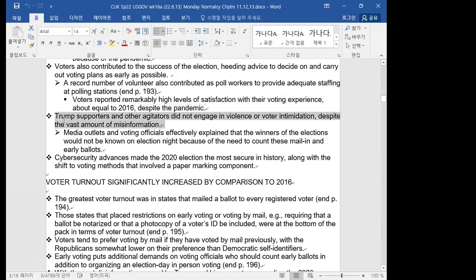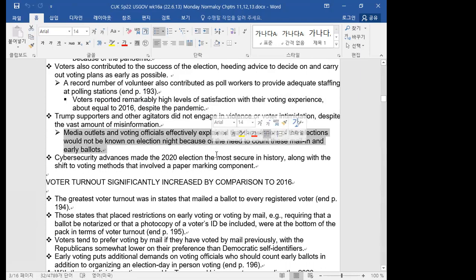Despite the vast amount of misinformation that was covered in the previous chapter that we didn't really cover too much in the class, Trump supporters and other agitators did not engage in violence or voter intimidation, despite all the misinformation sent out through social media and elsewhere. Media outlets and voting officials effectively explained that the winners of the elections would not be known on election night because of the need to count these mail-in and early ballots.